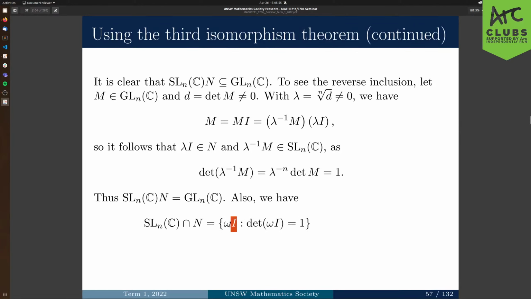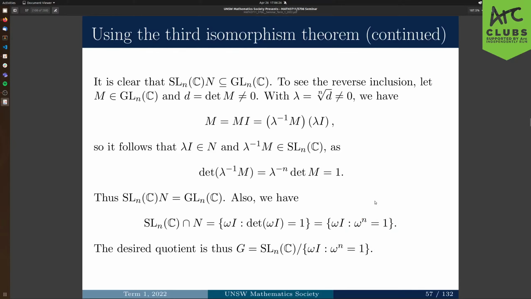I want scaled identity matrices of determinant 1, but the determinant of these is just going to be, I'm using omega here because I'm going towards something that looks a bit like roots of unity. This here is going to be omega to the n, right? It's an n by n identity matrix, so it's just the product of all the entries along the diagonal, and those are all going to be omega. So this is just going to be omega to the n equals 1. So omega here has to be an nth root of unity.